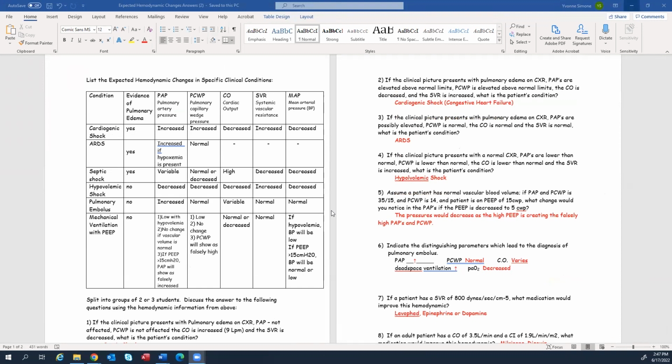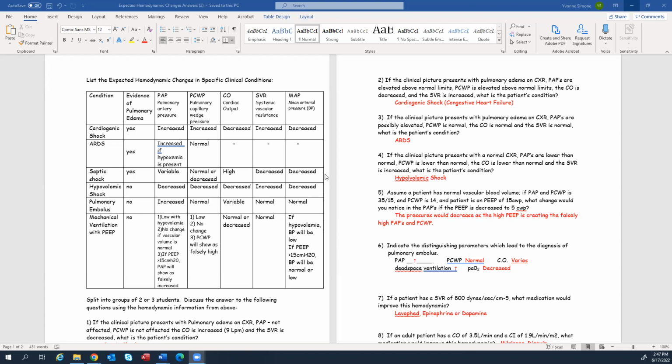So those 4 conditions, you're able to tell which one is which based on whether you have pulmonary edema, what your pulmonary artery pressures are, what your pulmonary capillary wedge pressure is, cardiac output, SVR. So we went through this in class. Let me just do it very briefly, and then we'll answer the questions.